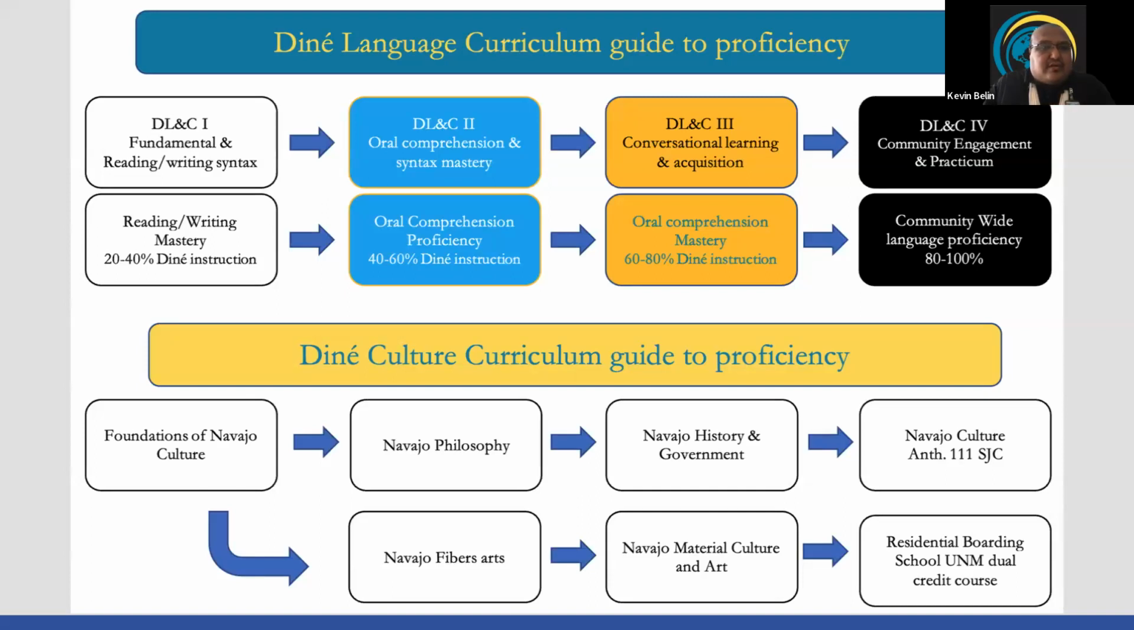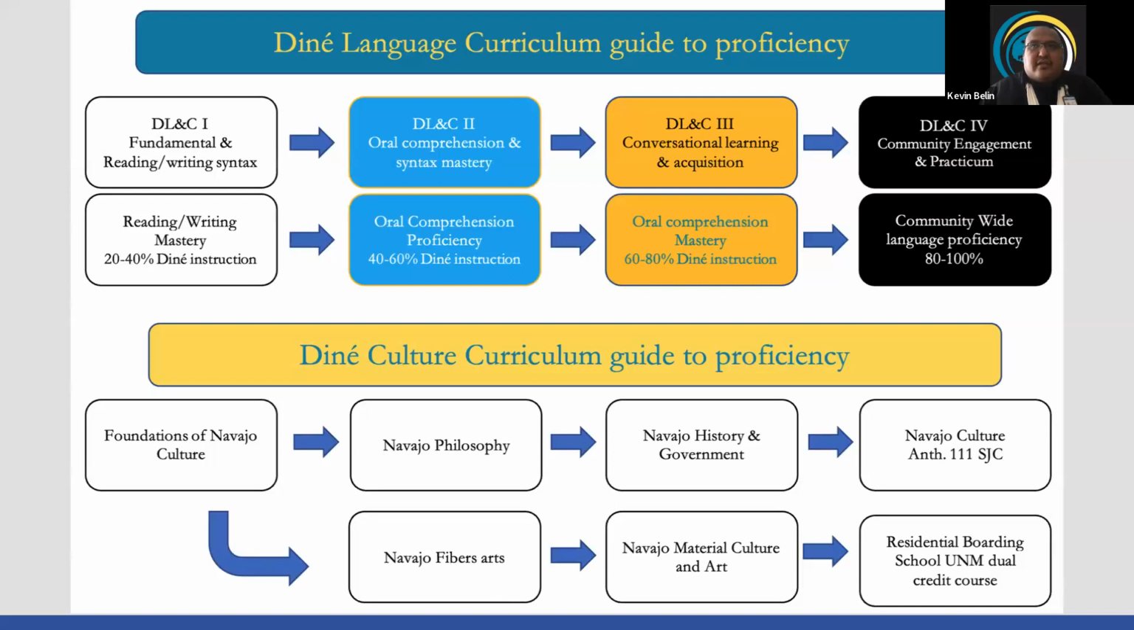And so when we first start off, we do believe that reading and writing is important, understanding that syntax. So at the beginning of the year, teachers will speak about 20% Navajo. And then over the course of the year, move to 40% Dene language instruction. So that's why you'll see that 20-40. Then we move to Dene language 2, oral comprehension and syntax mastery. So here we get to where students know SOV, subject, object, verb, sentence structure.